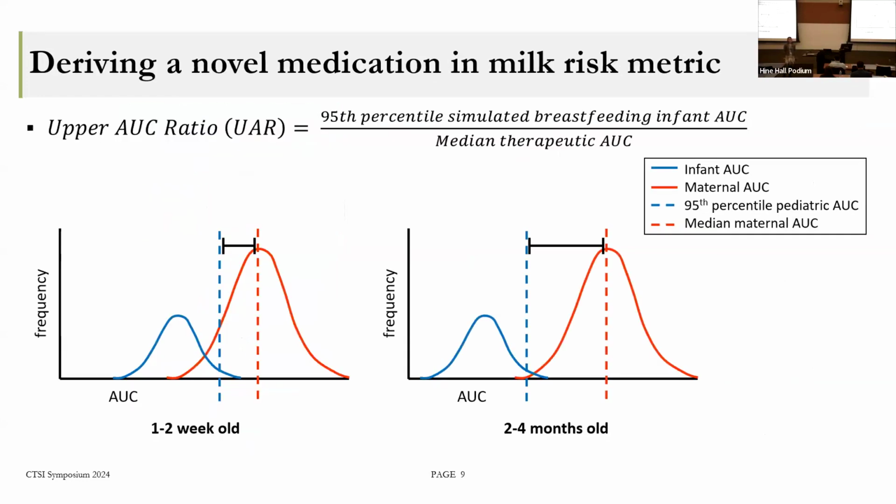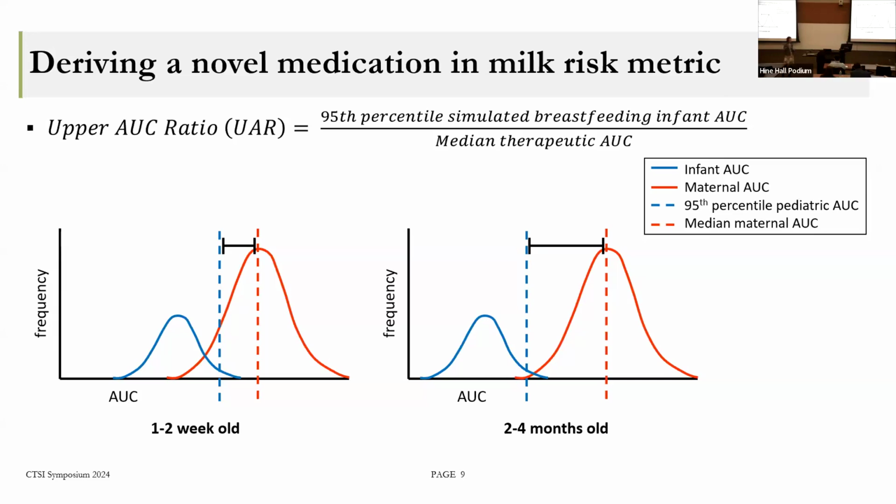Now let's talk about the UAR. The UAR, the upper AUC ratio, is simply this: after we get that virtual breastfeeding population, let's say we have 100 of those infants, we also simulate their AUCs on that drug. What we do is take the 95th percentile of those AUCs. That's the infants who are most at risk, and that's our numerator. We divide that by the median therapeutic AUC, which can be from adults or children that have had an indication. So again, similar to the RID, you don't want those numbers to be close, but this time we're looking at those who are most at risk, those outliers, the 95th percentile.